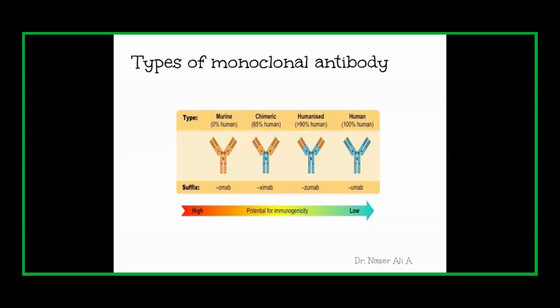And for chimeric monoclonal antibody, 65% will be human. You know the immunoglobulin has a constant region and a variable region. Only in the variable region will some changes be made. So the suffix ximab, for example cetuximab and rituximab, indicates chimeric monoclonal antibodies. And if it ends with zumab, for example trastuzumab, pertuzumab, pembrolizumab, all these drugs are humanized monoclonal antibodies. That is, more than 90% will be human. And completely human will be 100% human.